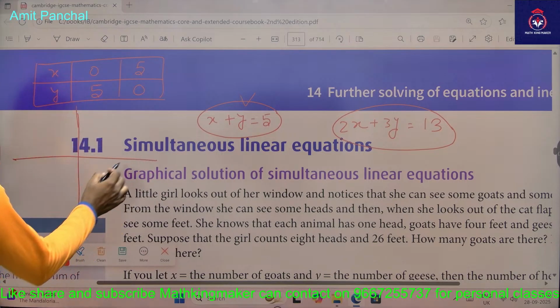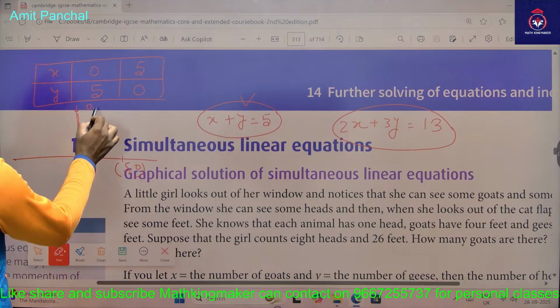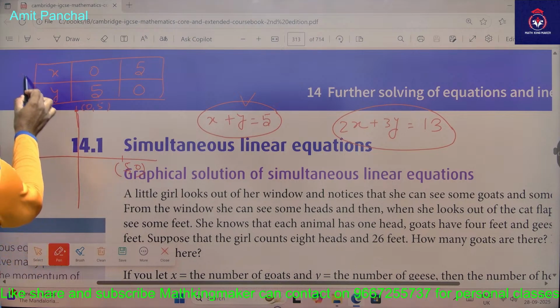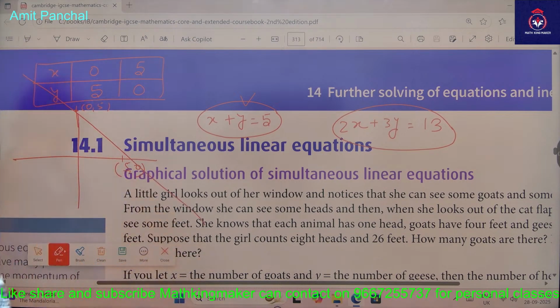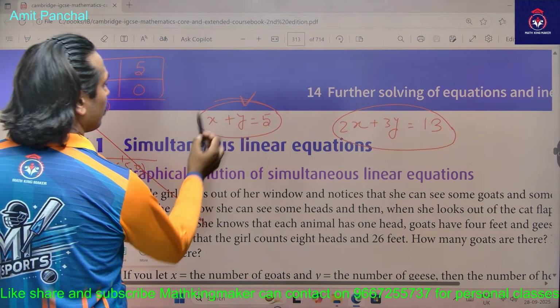First of all, you just draw 5, 0. So let us say this is 5, 0, this is 0, 5. So just join these 2 points. So that will be the equation of x plus y equal to 5. Okay.